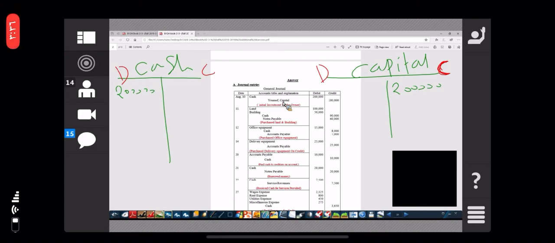Second journal entry: land, building, cash, notes payable. So we need to open a T account for land, a T account for building, and a T account for notes payable. So this is the T account for land, the T account for building, and the T account for notes payable. VC, clear?